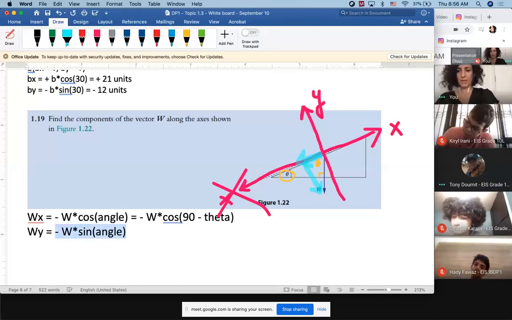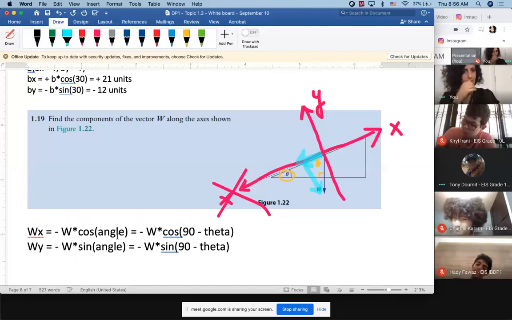Does anyone see any further simplification? What is cosine 90 minus theta? Do you know? Yes, Kifa has something to say.